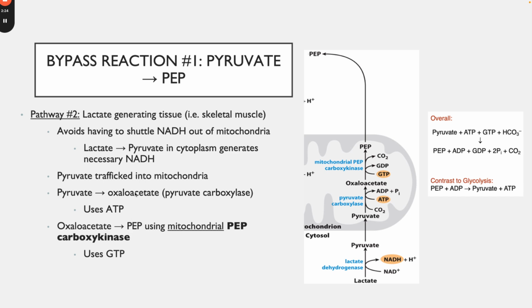And then in terms of why we talk about lactate generating tissue, it's because we have to avoid shuttling NADH out of the mitochondria. So when we have lactate dehydrogenase, remember that it's also NADH generating. And we talk about it in terms of anaerobic respiration, where it goes from pyruvate to lactate. So I'm just going to write P for pyruvate, it goes to lactate, and then we end up forming our NAD plus, which allows glycolysis to keep occurring.